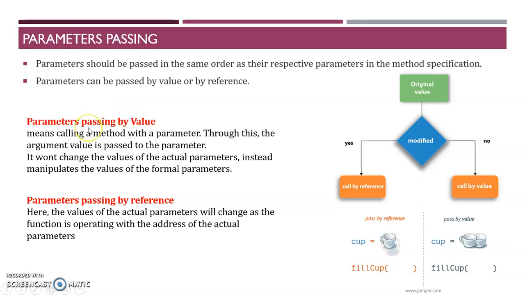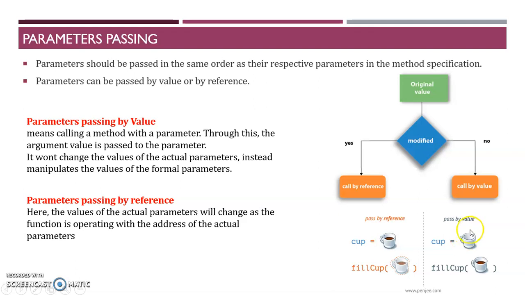Another thing is how we can pass the parameters. You already know parameters can be passed by value or passed by reference. Passed by value means this is the case. If you have the original value inside the main function and you want to modify the value of that particular variable, you have to adopt the method call by reference. Otherwise you can go for call by value.